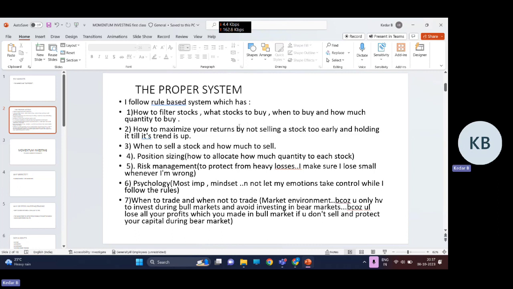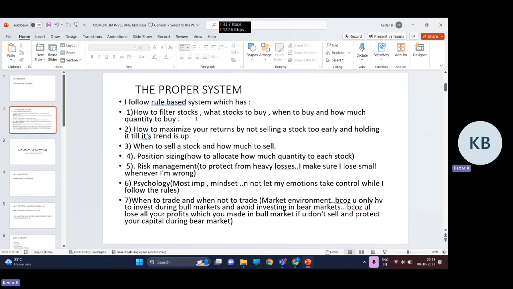My rule-based approach is that when I select a stock which I'm going to buy, I already know the point of exit. I already know when I will get out of the stock, even if it is at a small loss. I will be knowing that even before entering it. This rule-based approach will save you from your emotions taking over, which will help protect you from losses and even maximize your profits. Okay, so this is the first one.